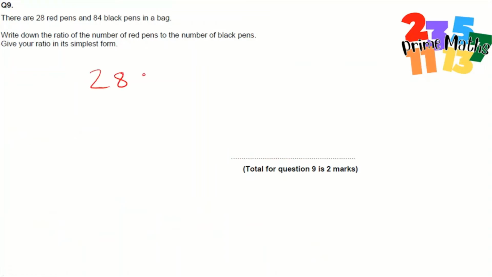Ratios. 28 to 84 is our ratio of red pens to black pens. We can divide both of these by 4 to get 7 to 21, and we can divide both of these by 7 to get 1 to 3. That is its simplest form.